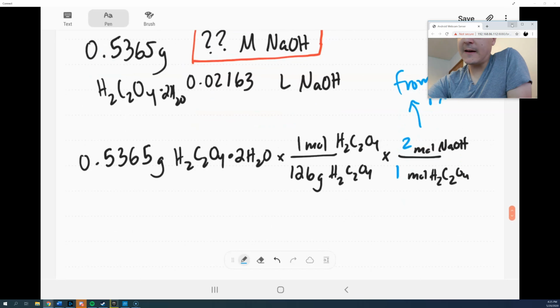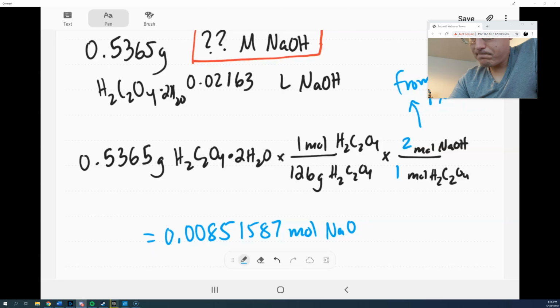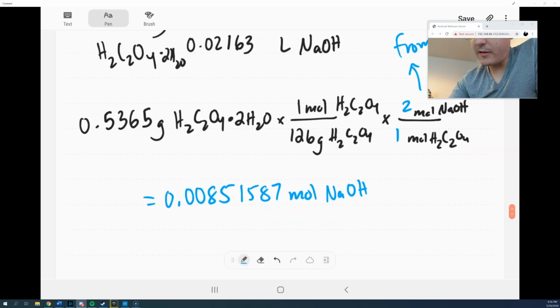Alrighty, so let's go ahead and calculate. Where's my calculator? Here it is. So 0.5365 divided by 126 times 2. In this case, we have 0.00851587 moles of NaOH. Okay, from this, it looks like we have, let's just say 4 sig figs.